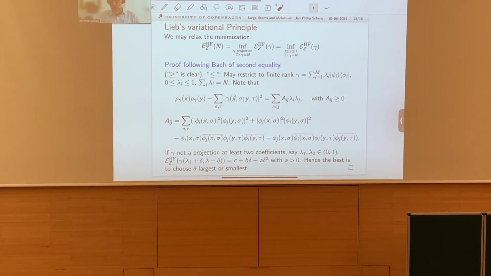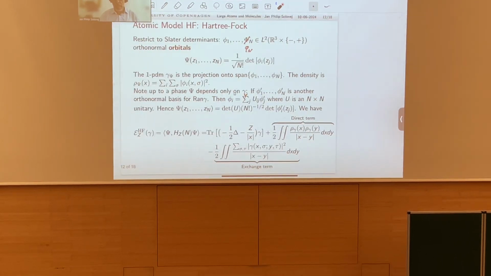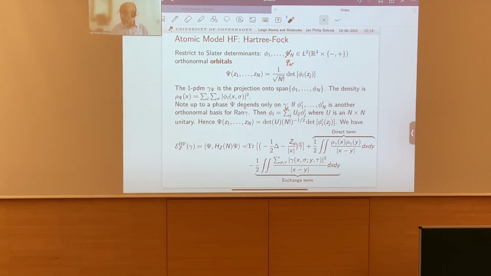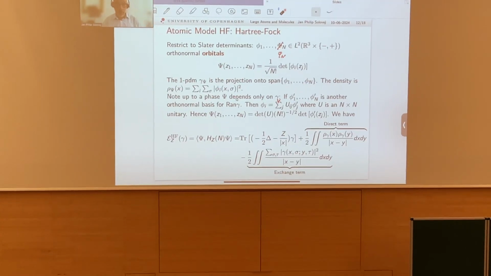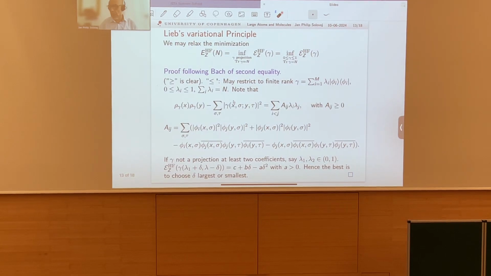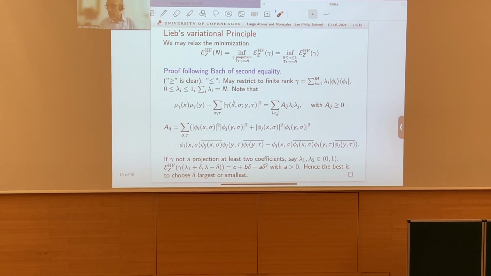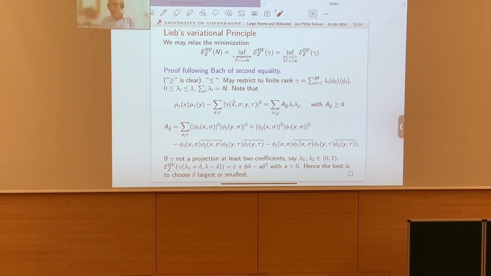I relax the minimization, not just to look at projections, but to look at everything which is just between 0 and 1. The point is that this functional, this Hartree-Fock functional that we have there, makes perfect sense as long as gamma is just a trace class operator between 0 and 1 with the trace fixed. So let me just prove that it's correct that these two are the same, that this relaxation did not change the energy, and the proof I gave here follows Bach. I mean, this is the proof of this identity here.